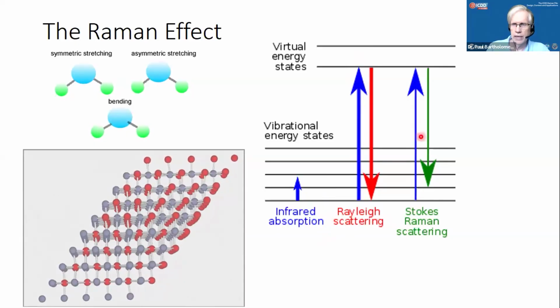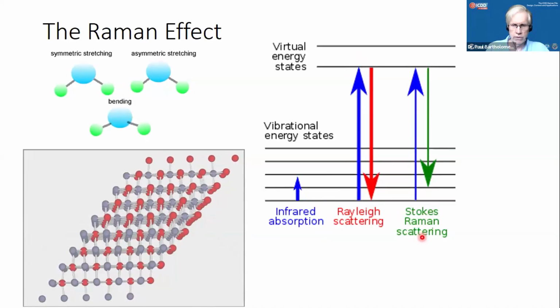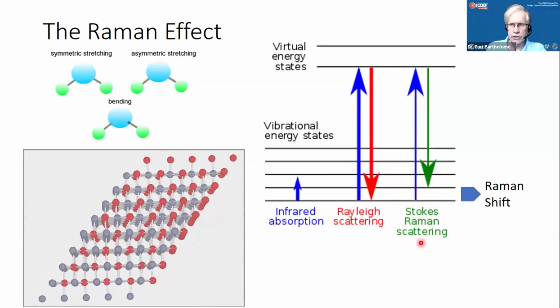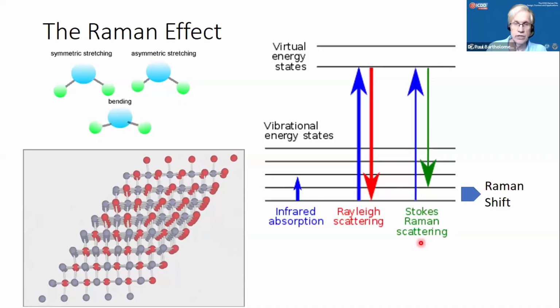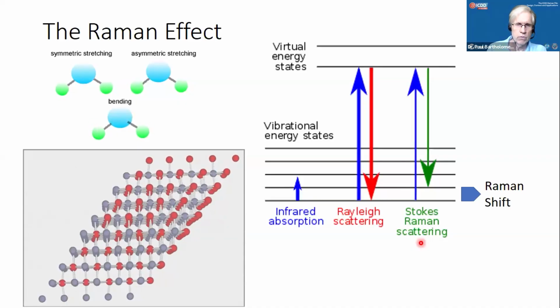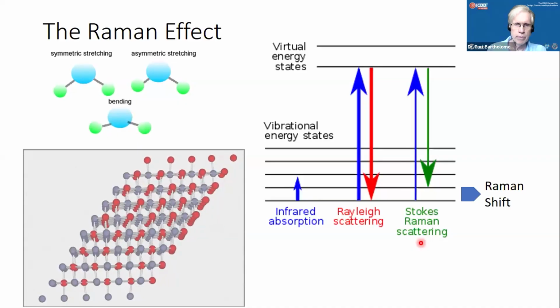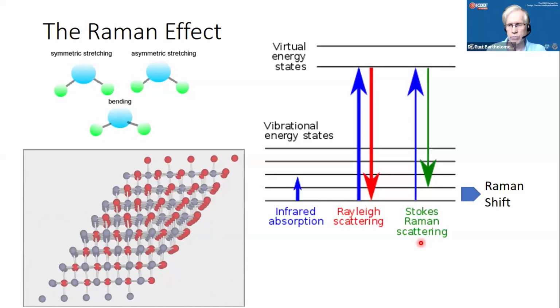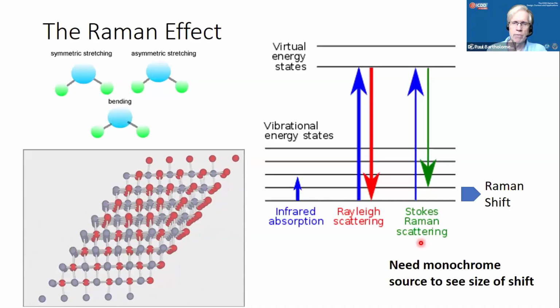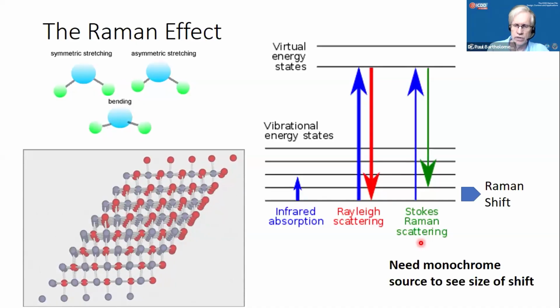In some cases, the vibration is elevated to an excited state, and then drops down to a state above the ground state. And so the resulting photon has less energy. The difference is called the Raman shift. With infrared, we hit the sample with a broadband source and look at which wavelengths are preferentially absorbed. With Raman, we need a monochrome source in order to see the size of this Raman shift.